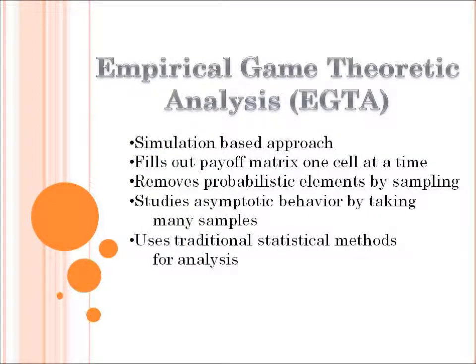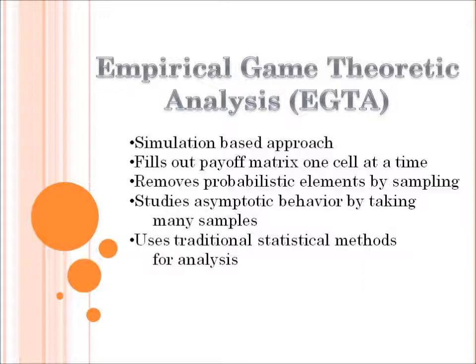Our solution to these problems is called Empirical Game Theoretic Analysis, or EGTA for short. EGTA is a simulation-based approach, and essentially what you're doing is filling out the payoff matrix of the game one cell at a time. In the rock, paper, scissors example, we might start by assigning player 1 to play rock and player 2 to play scissors. We simulate the game, and we see that player 1 receives a payoff of 1, and player 2 receives a payoff of -1. And so we have now obtained a cell in our payoff matrix.